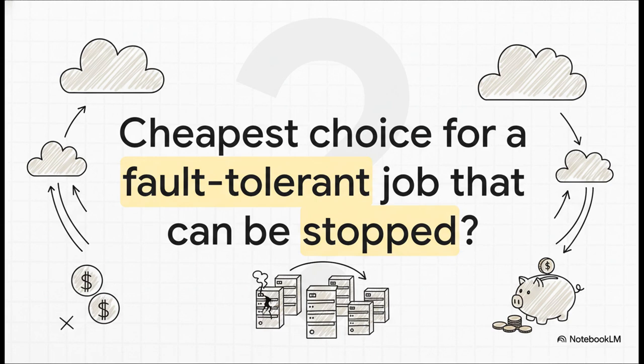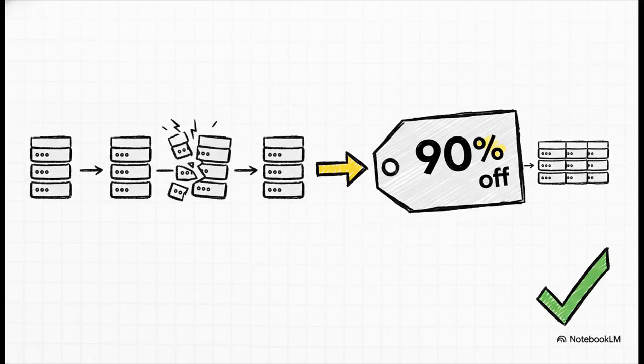And for the last one, you're running a huge data analysis job. Now listen for the keyword here. It's fault-tolerant, which means if one server goes down, the job can just pick up where it left off. What's the absolute cheapest way to get this done? You nailed it. Spot instances. That keyword, fault-tolerant, was the dead giveaway. Since you can handle interruptions, you can cash in on those massive, up to 90% discounts.